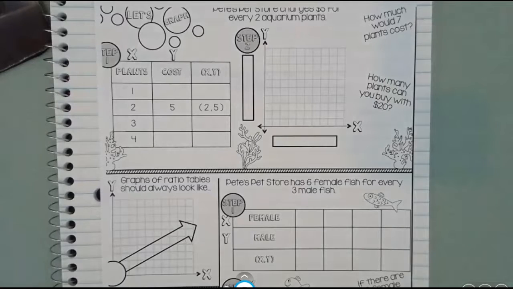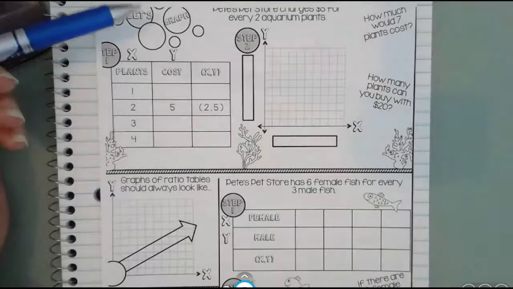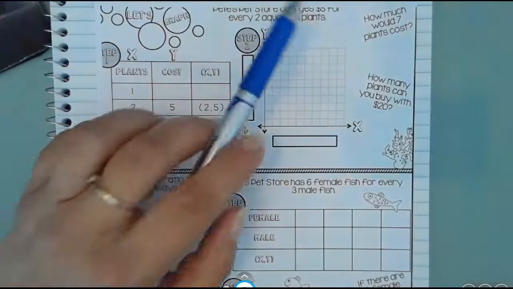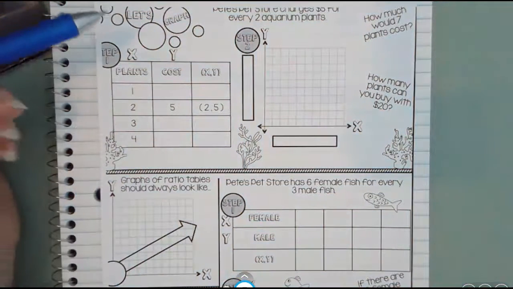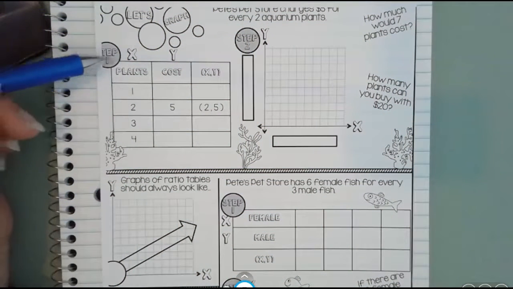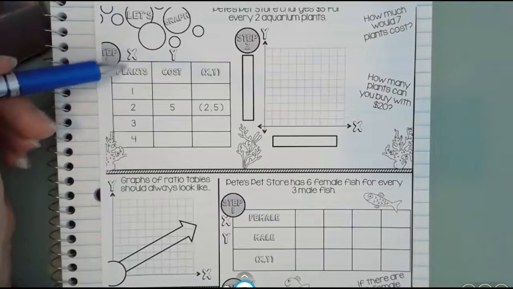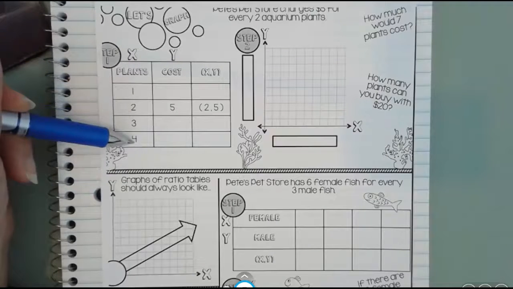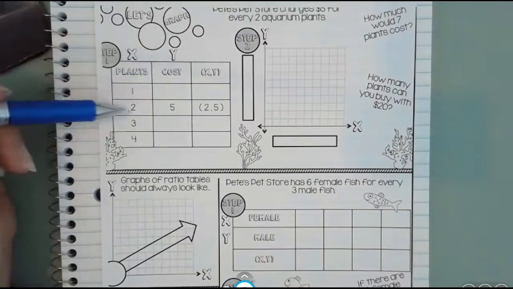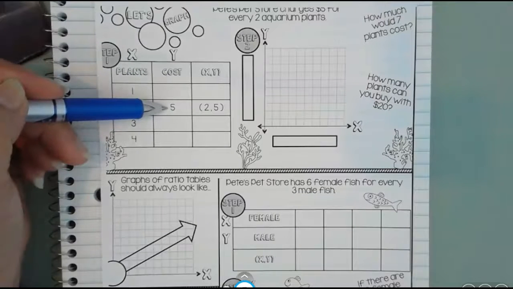All right, let's begin. It says at the very top, Pete's Pet Store gets, let's cut off here. Sorry about that. For every 2 aquarium plants. So we have step 1, the X plants 1, 2, 3, and 4. Notice it's increasing by 1. We want to find out the cost. We know if we have 2 plants, the cost is $5.